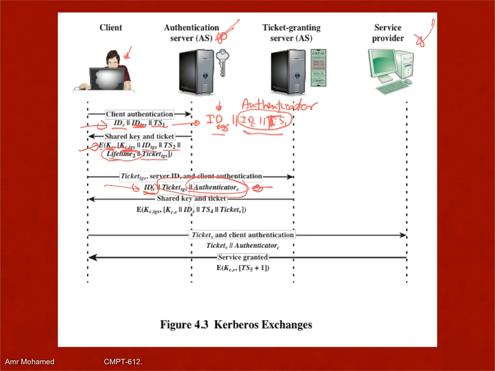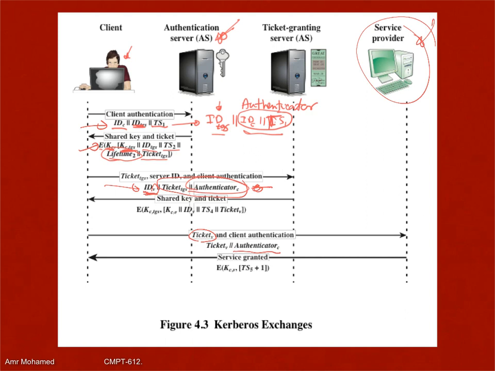If I compare those two, and the answer is yes, you are really the person that you are granted this ticket, and you cannot impersonate someone else because you don't have the shared key. Then you are granted to communicate with this server. Then I will give you another ticket, which is ticket V, to be able to use it to authenticate yourself to the service provider. And then you send your authenticator again, but this time using the shared key with the service provider.